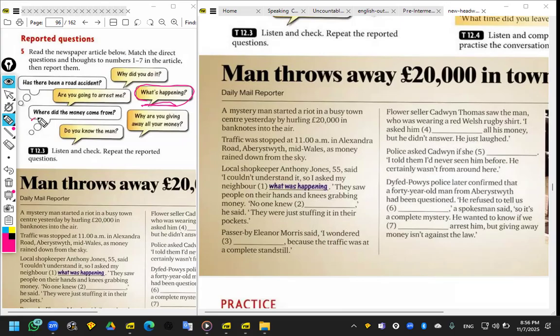So no one knew where the money came from. Be careful about the tense, the pronoun, and it is a question. Okay, so this is number 2. Let me number them. So this is number 2.